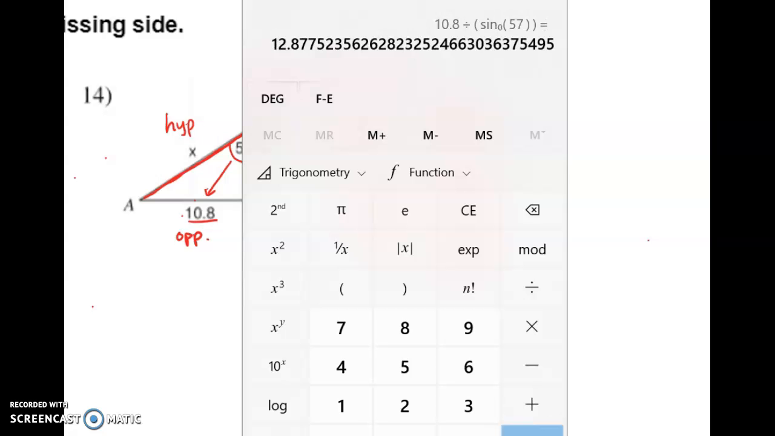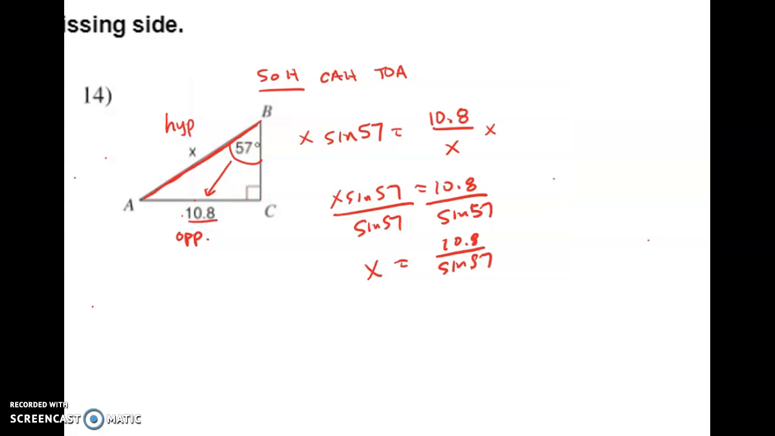There's my answer, 12.877. So let's round to the nearest tenth and we'll get 12.9. So I've got my side, the hypotenuse in this particular case, is about 12.9 units long.